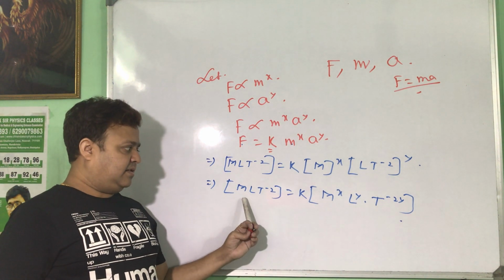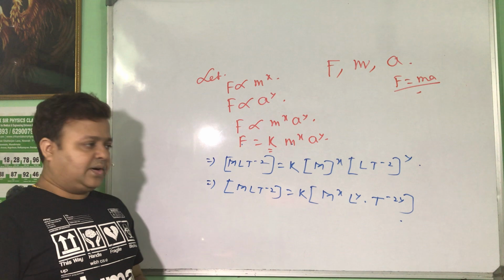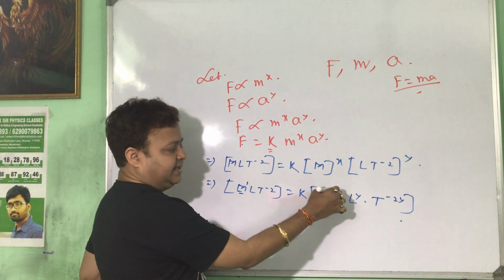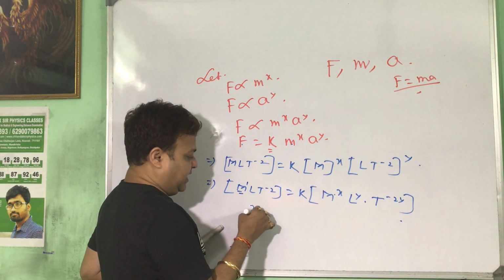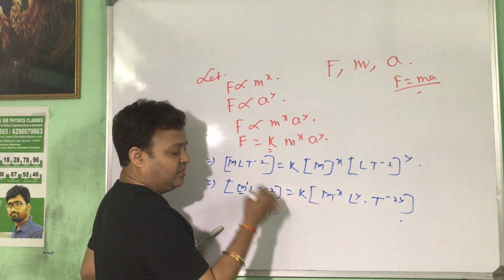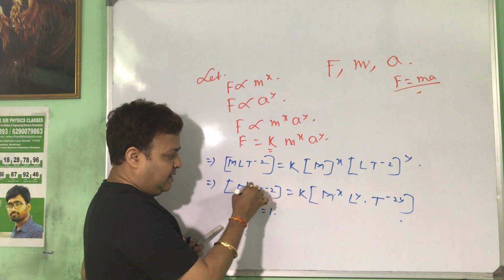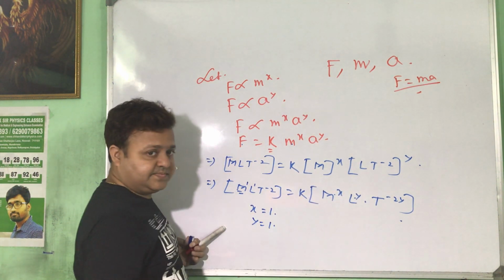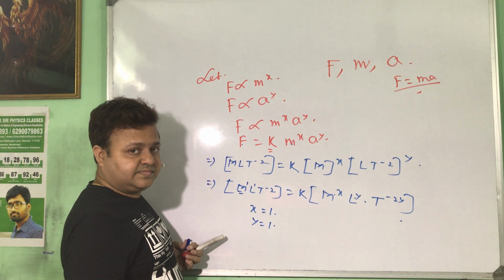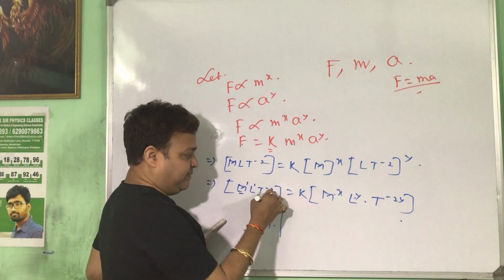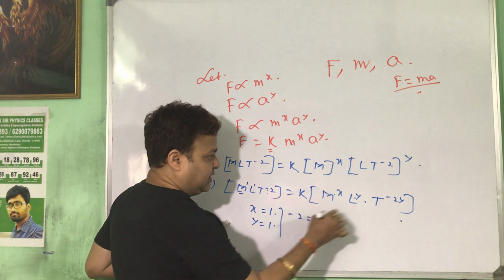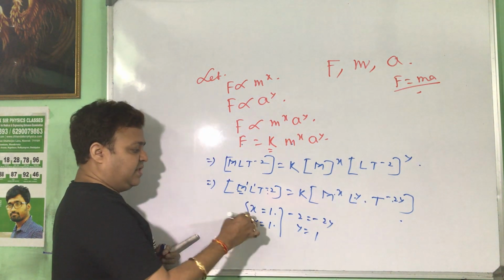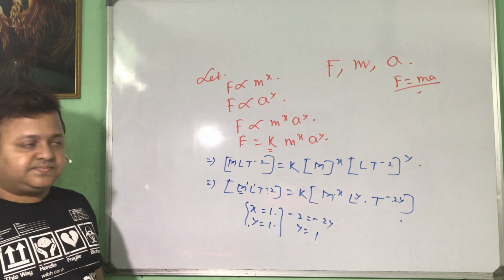Compare the dimensions of the left hand side and right hand side. What is the power of M here? That is 1, and on the other side this is x. So comparing left hand side to right hand side, x equals 1. L equals L to the power 1, this is y, so y is also equal to 1. If we compare the power of time, this is minus 2, that is minus 2y, that is also 1. So the value of x and y is 1.